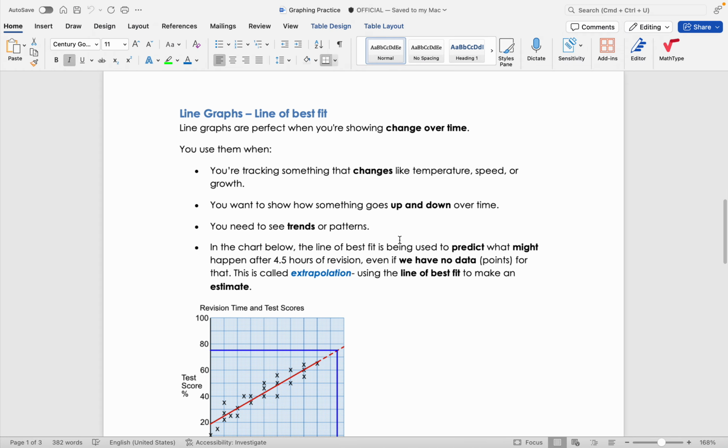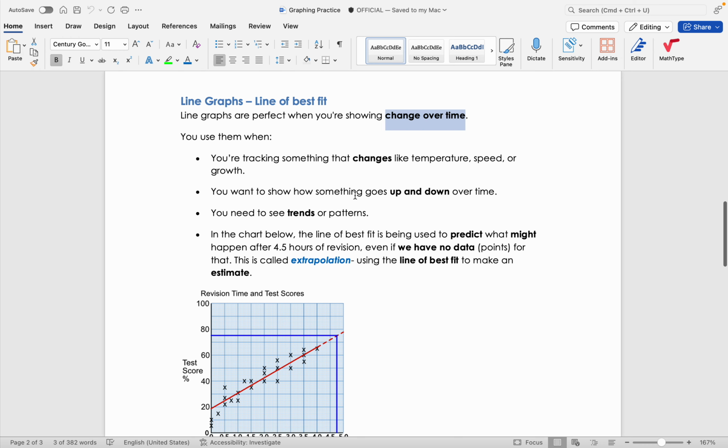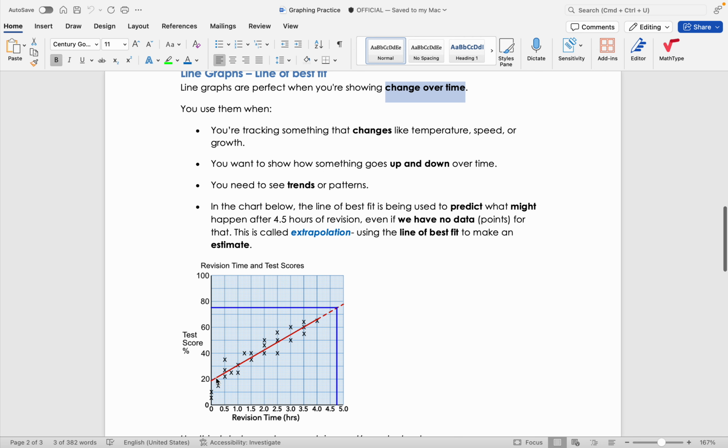For a line graph, and there's two types of line graphs we do, and you have to know which one to pick. So you're trying to show a change over time. Even if it's not a change over time, you're trying to see something increasing or decreasing. If it's increasing, it's going to start from here and go up. If it's decreasing, it's going to start from up and go down, right?